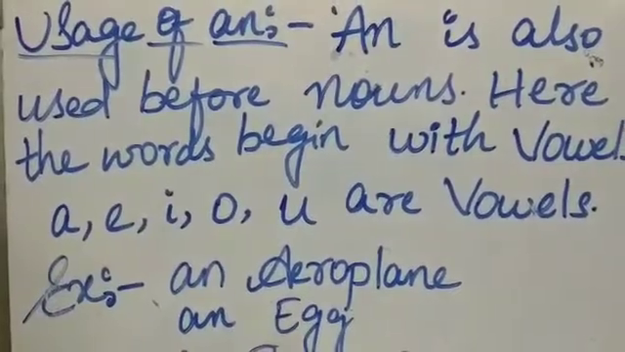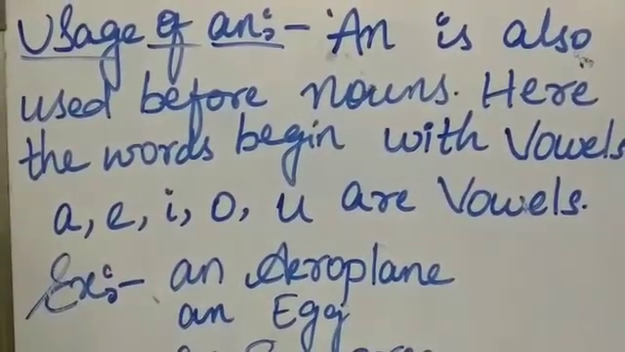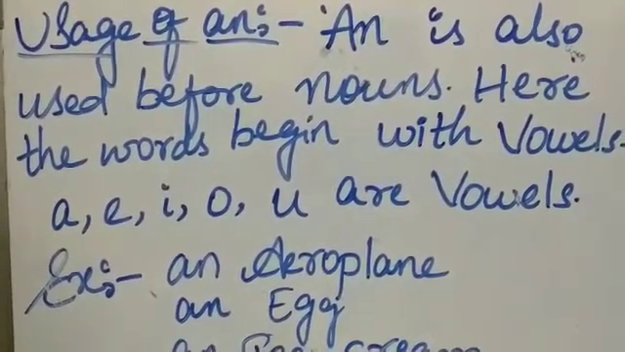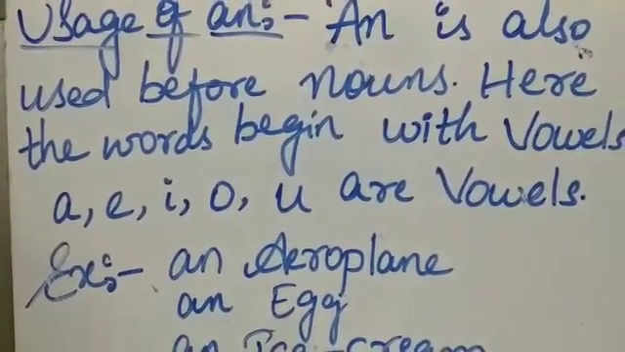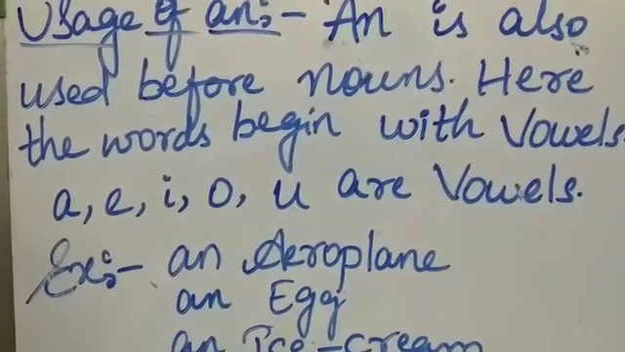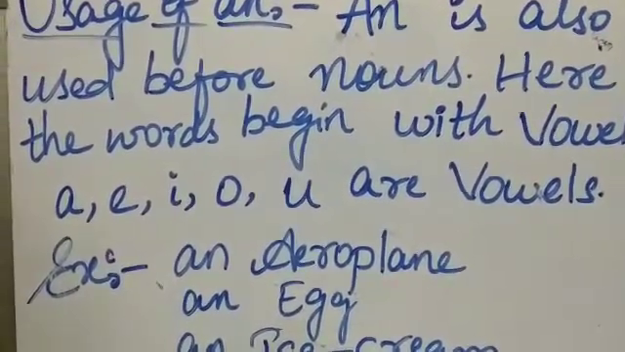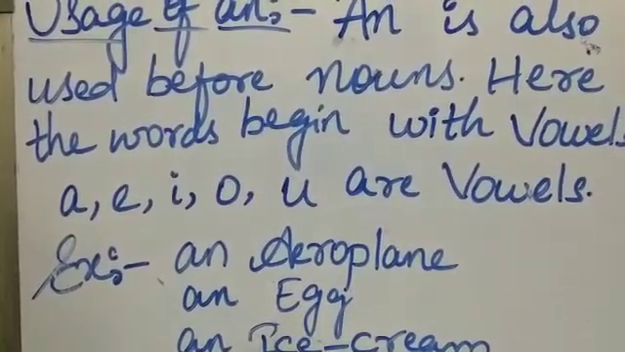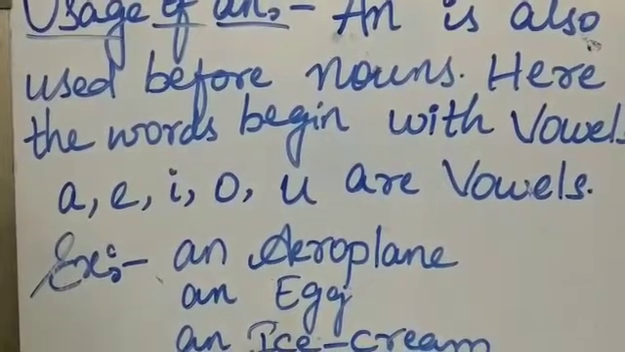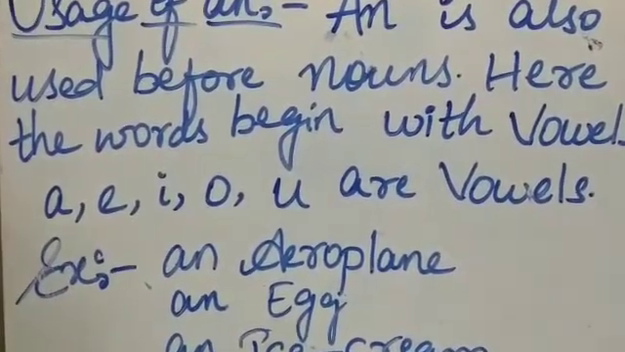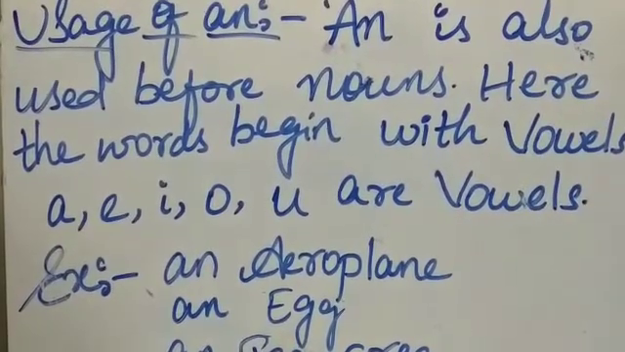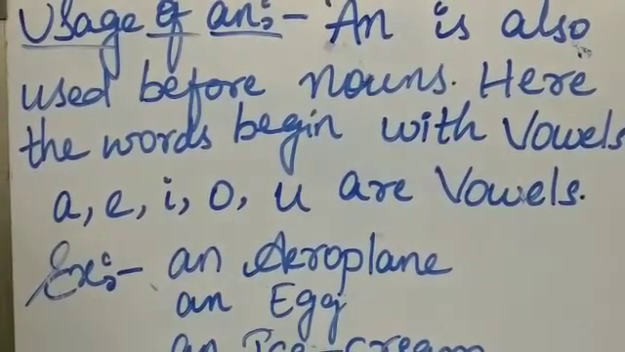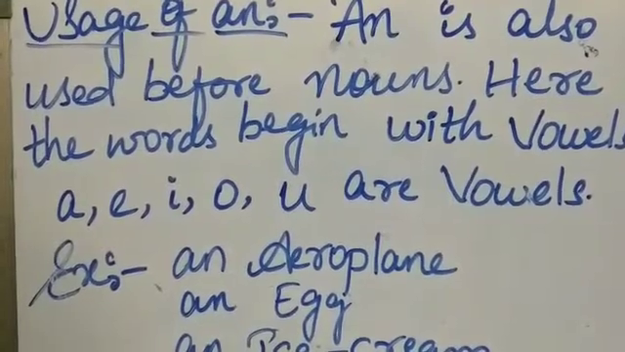So what are the vowels? Vowels are 5. They are A, E, I, O, U. There are 5 vowels. Remaining 21 are consonants. If they are singular nouns beginning with consonants, we use the word a. If we have words which begin with vowels, then we use an.